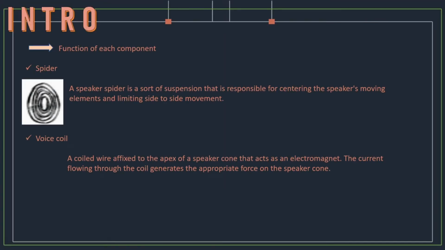A speaker spider is a sort of suspension that is responsible for centering the speaker's moving elements and limiting side-to-side movement. Voice coil. A coiled wire affixed to the apex of a speaker cone that acts as an electromagnet. The current flowing through the coil generates the appropriate force on the speaker cone.